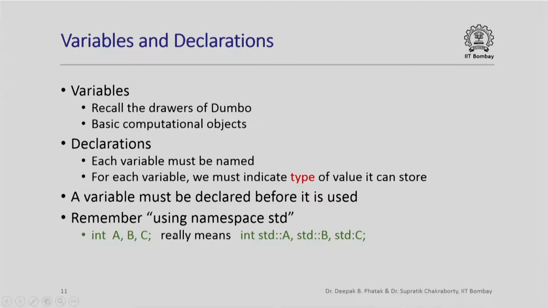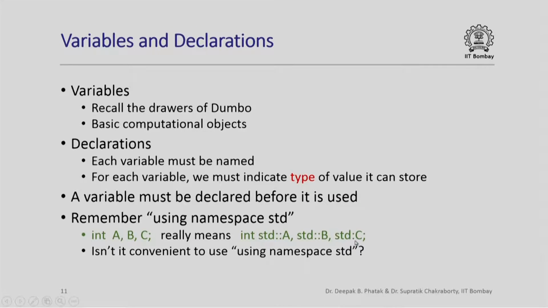Now remember, we were using this compiler directive using namespace std. So when we say A, B, C are 3 integer variables, what it really means is the variable A in the namespace std is an integer variable. Similarly, the variable B in the namespace std is an integer variable, and similarly for C. And now you can really see that it is really convenient to use a compiler directive like using namespace std, otherwise we will have to prefix this std double colon every time.